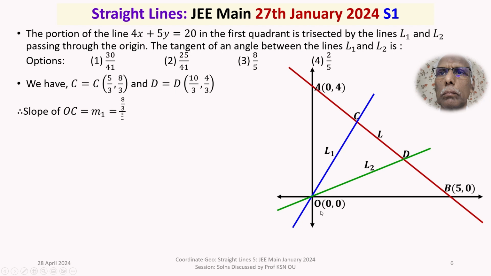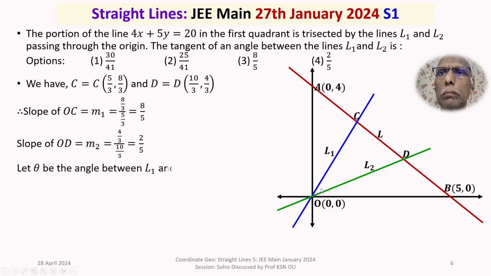Now, the slope of OC, the slope of L1, will be M1. OC is connecting 0, 0 and C, 5 by 3, 8 by 3. So it will be 8 by 3 by 5 by 3, that is, y2 minus y1 by x2 minus x1, that is 8 by 5. And the slope of L2, that is the slope of OD. The coordinates of O are known, coordinates of D are known. Therefore, M2 is equal to 4 by 3 by 10 by 3, that is 2 by 5.